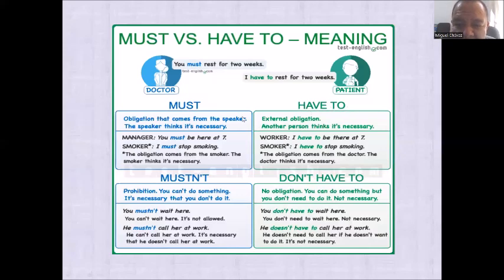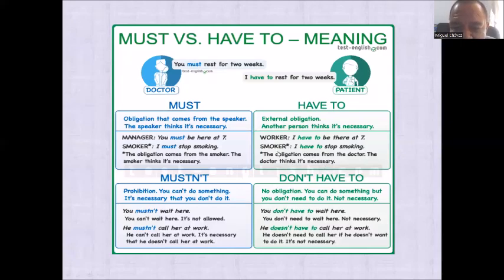With have to, we express obligation, but this obligation is external. Another person thinks it's necessary to do it. For example, I have to be here at 7. I have to stop smoking. The obligation comes from the doctor. The doctor thinks it's necessary.